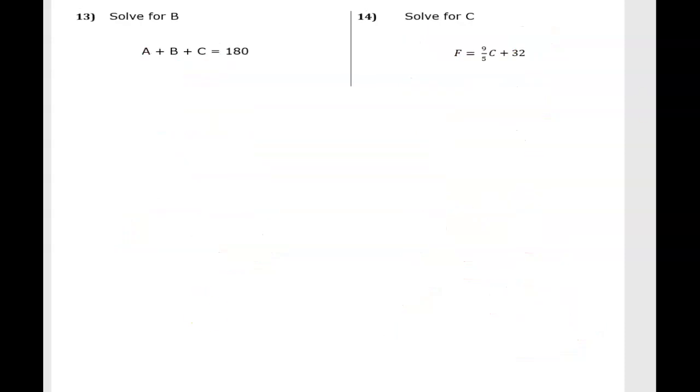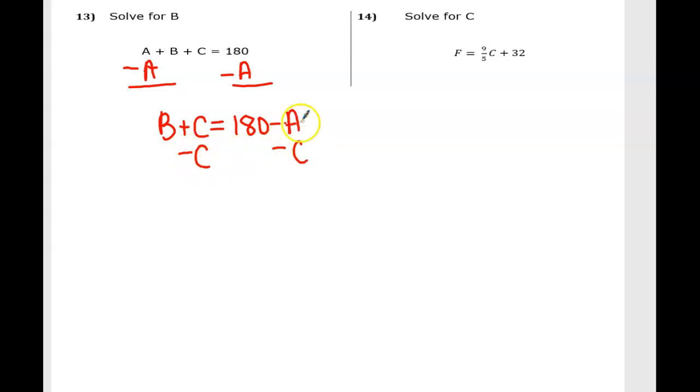Okay, 13. All we have to do to get b by itself is maybe first subtract a. So we end up with b plus c is equal to 180 minus a. And then to get b by itself, we're just going to subtract c. So our final answer would be b is equal to 180 minus a minus c.